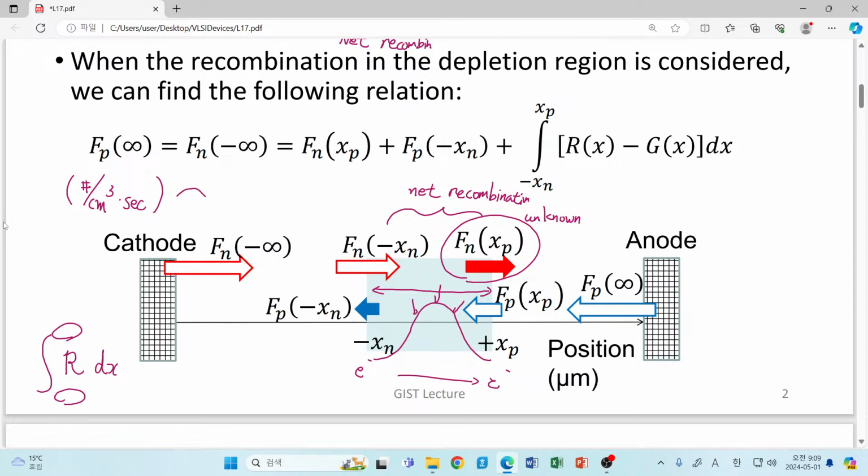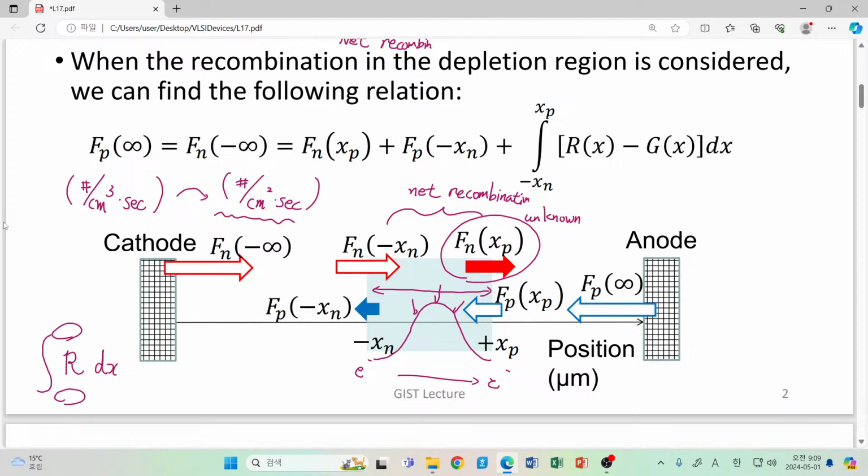When this quantity is integrated along the x direction, what will be the unit of that quantity? Per unit area, per unit time, how many electrons or holes are recombined and disappear from the conduction band or the valence band. That is quantified by this simple integration.